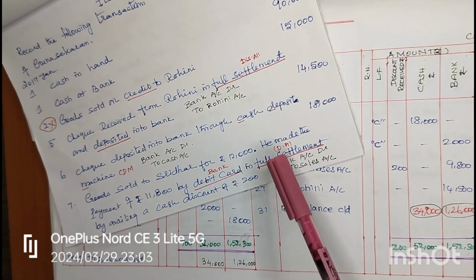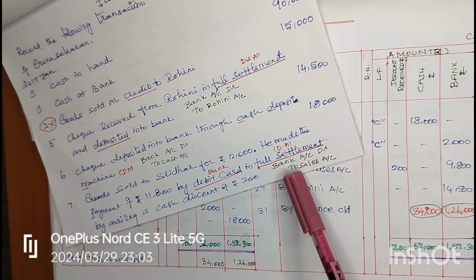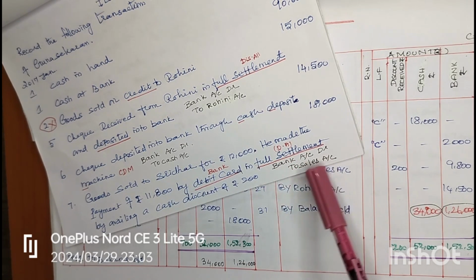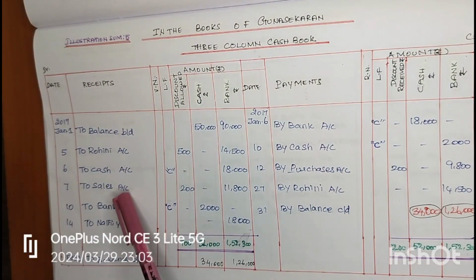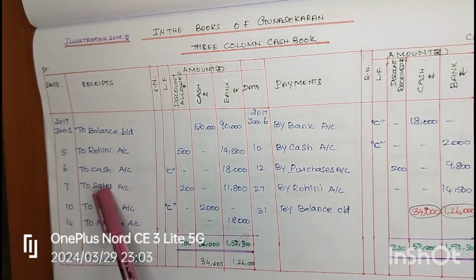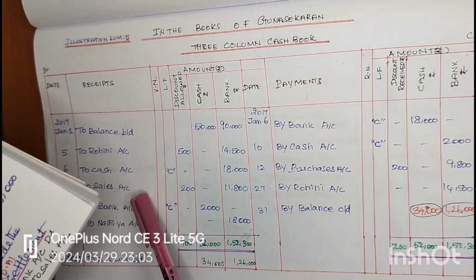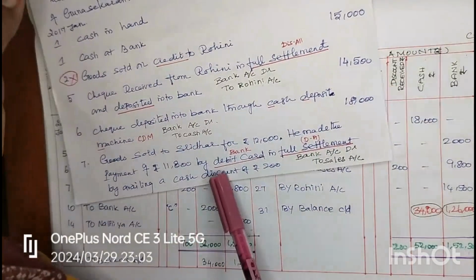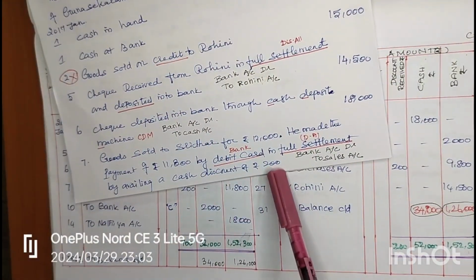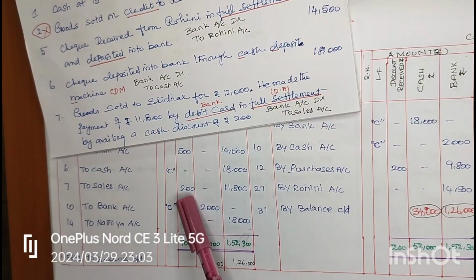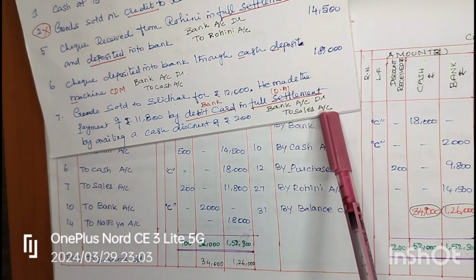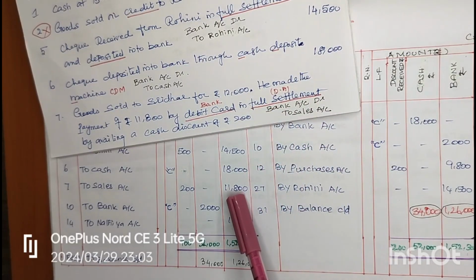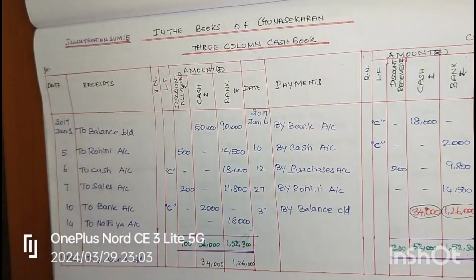Where is the bank account? Bank account is on the debit side. What is the opposite account from the bank account? Sales account. You always enter the opposite account in the cash book. So To sales account, dated 7. You allowed a discount to Sridhar, 200 rupees, which is entered in the discount column, and in the bank column you have to enter 11,800. On the debtor side bank column, you entered 11,800 rupees. Okay, let's see the next transaction.